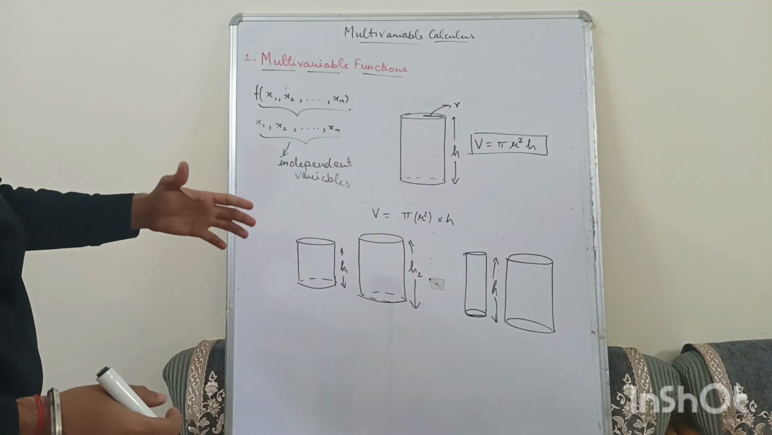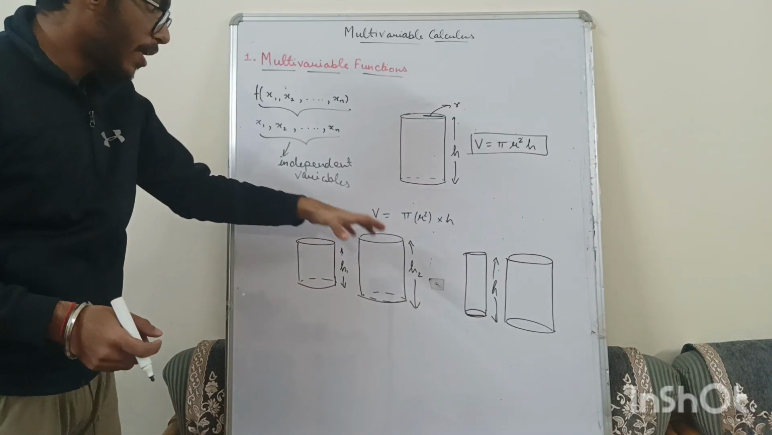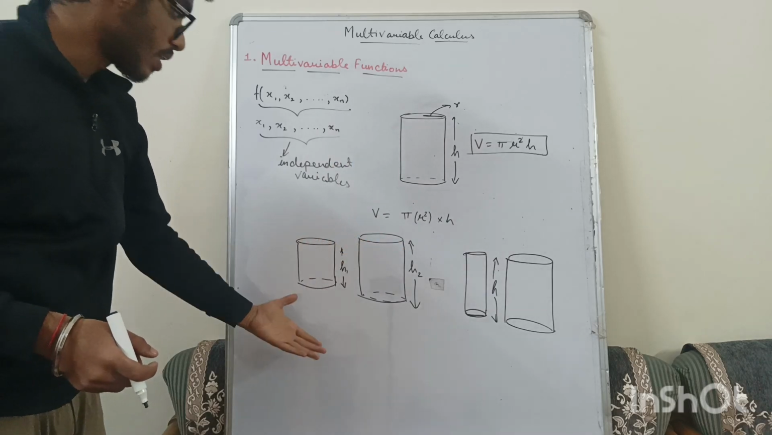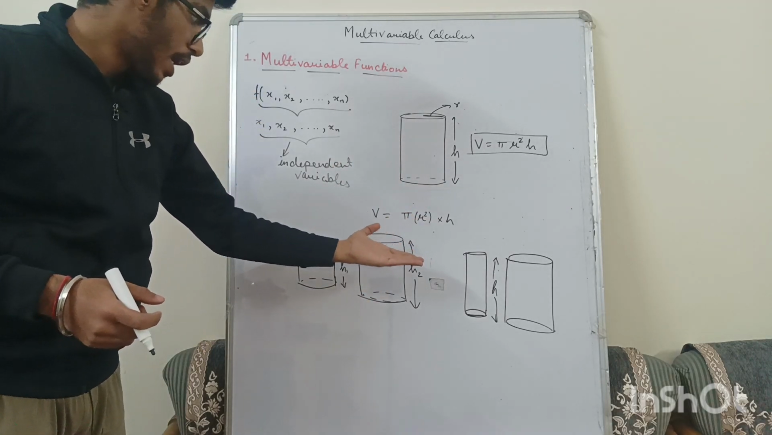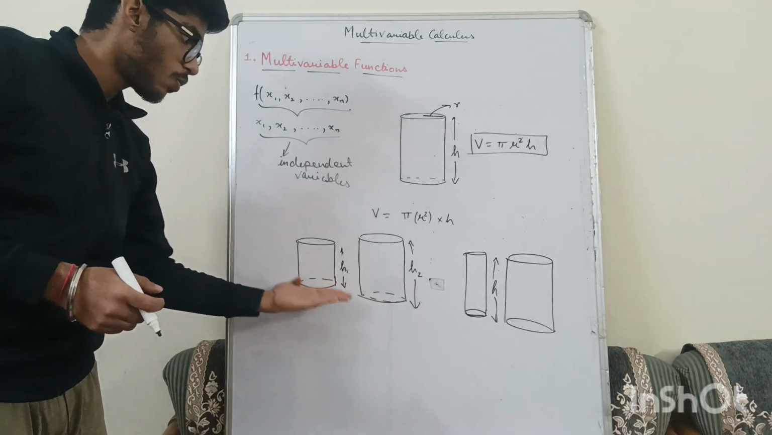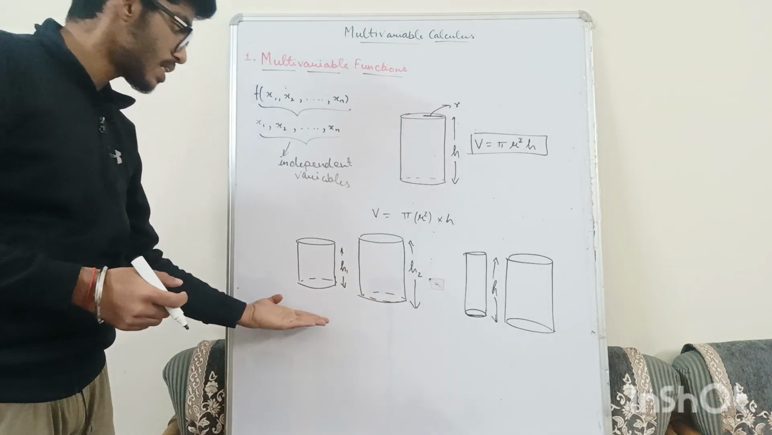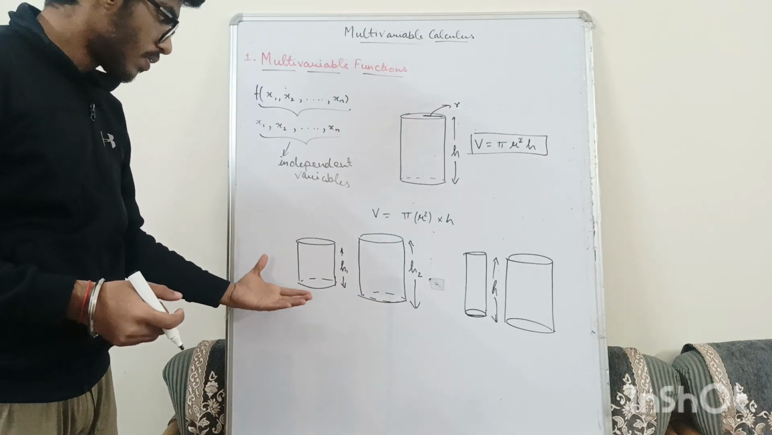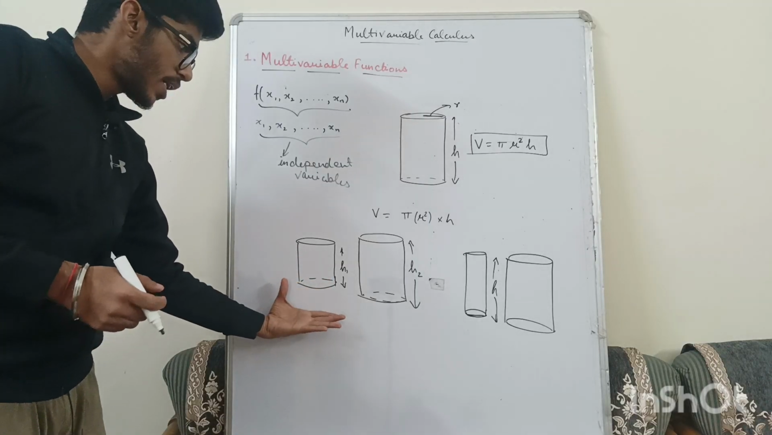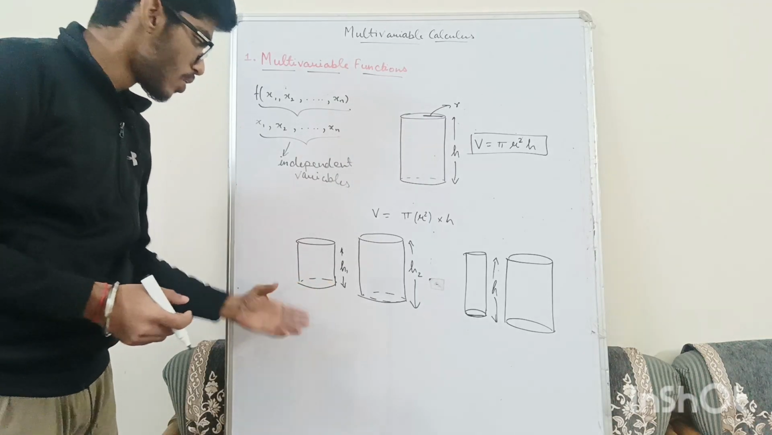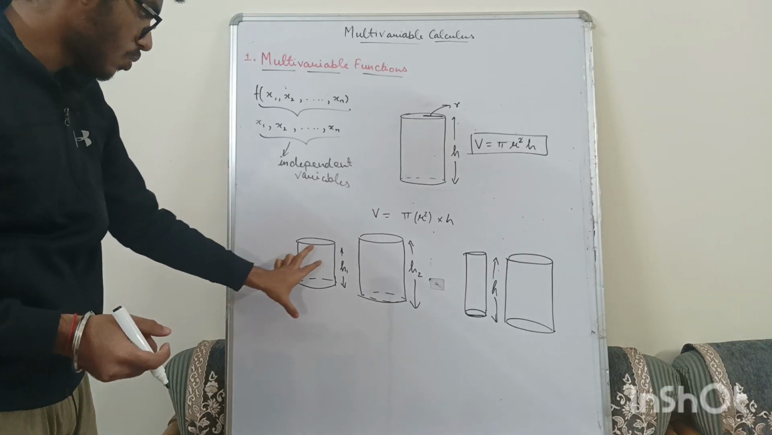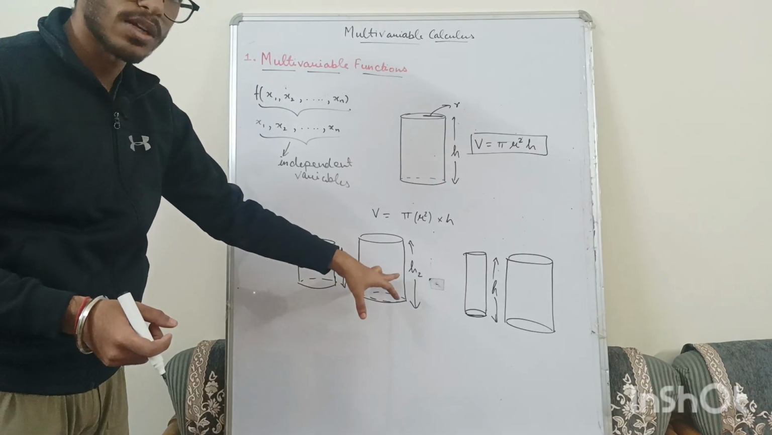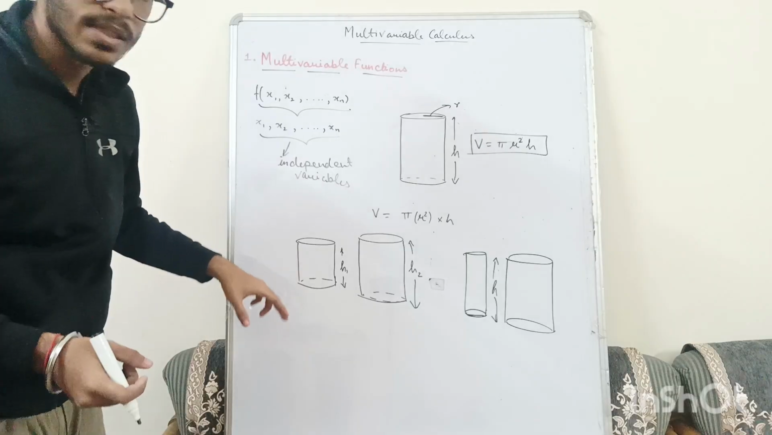So this type of functions are dependent on more than one variable, like here the volume of the cylinder is dependent on the radius as well as the height, and we clearly see from the example the volume of the cylinder changes as I change the radius or height. Here I kept the radius constant and I change the height, so I get two cylinders having different volumes. One is having a volume pi r square h1 and another is having pi r square h2. Both are having the same radius.